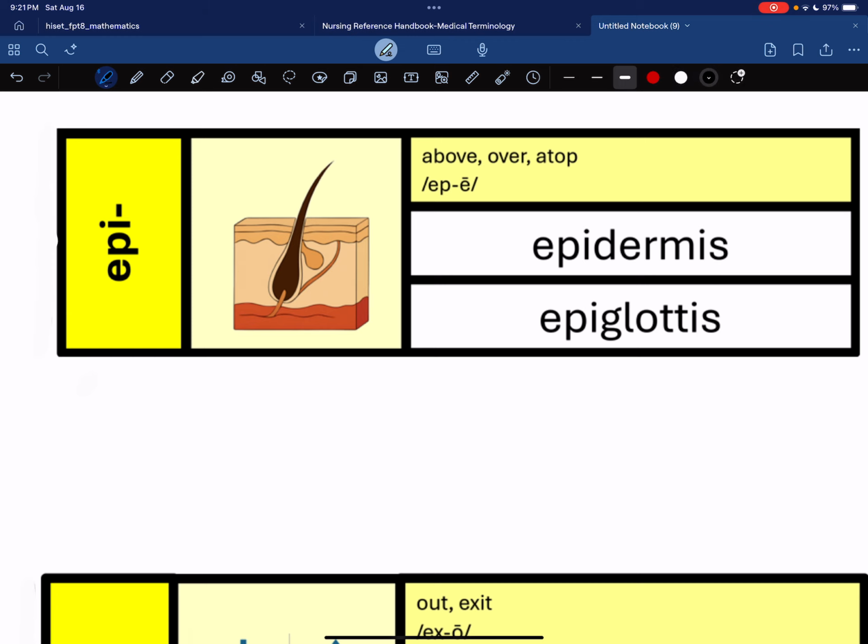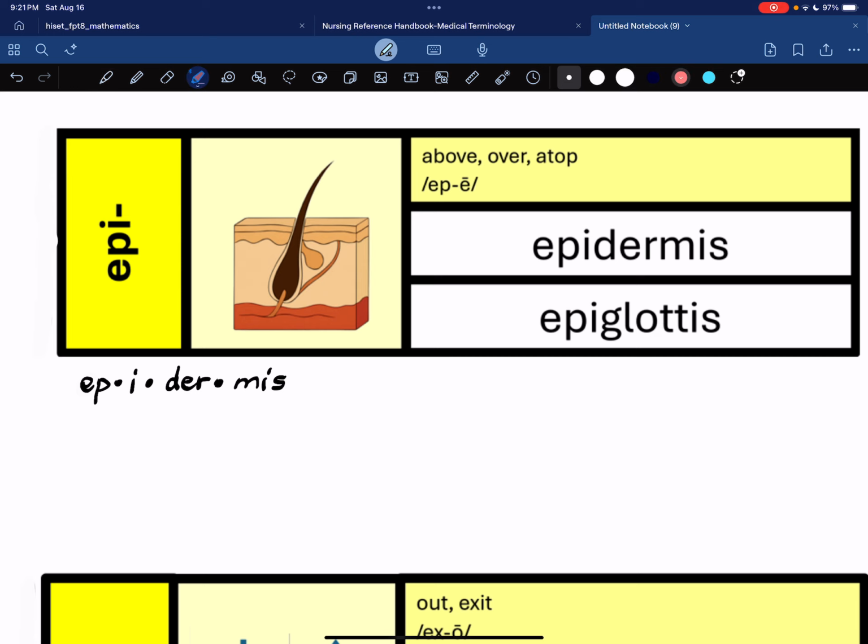And I've got my ink set to white. And I've also got it enormous. Ep, der, mus. Epidermis.